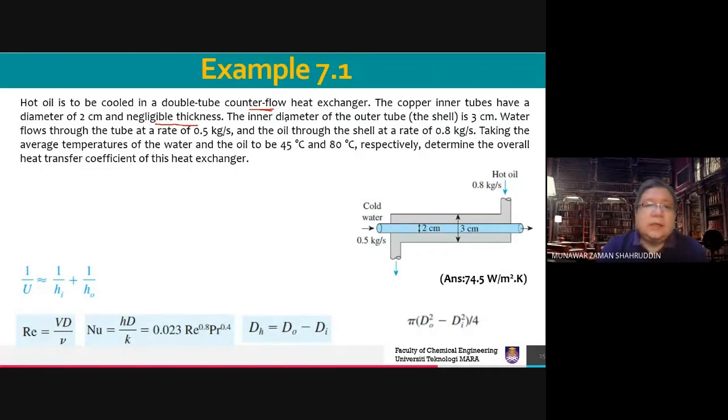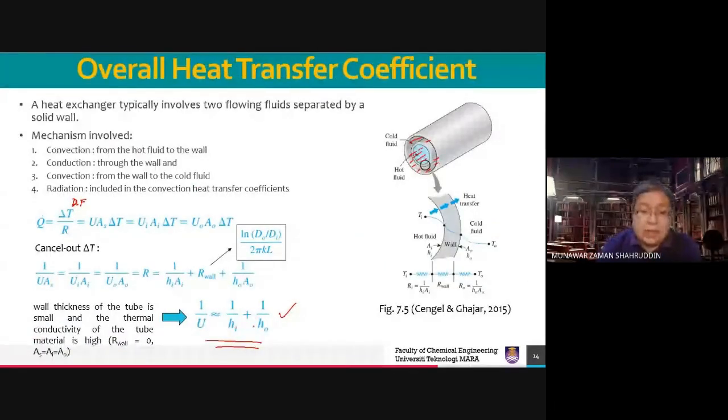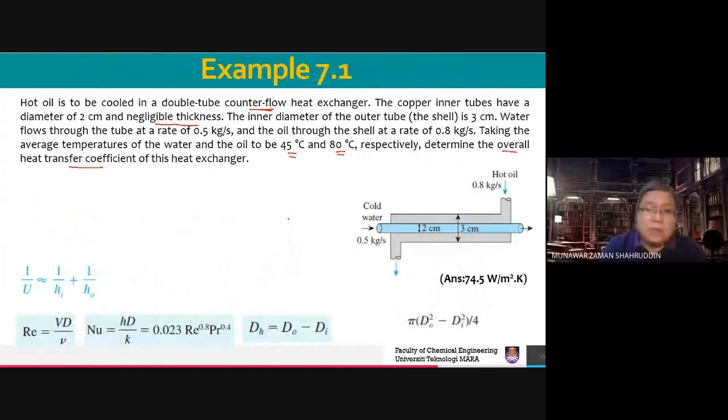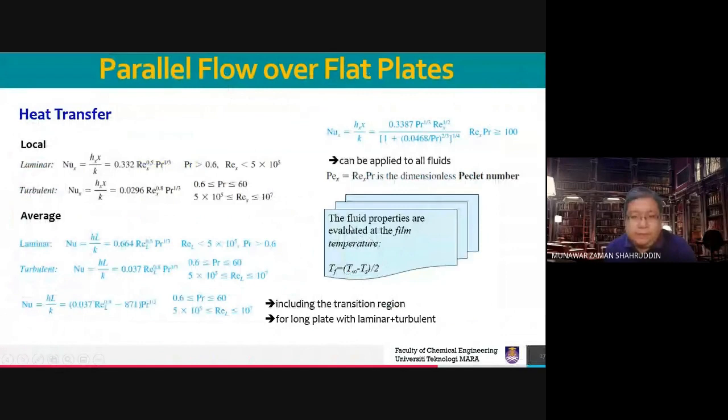So yang ini sebenarnya, okay, jangan risau. Because the question is about overall heat transfer coefficient, we will not have any calculation on Q lah. So basically, because we want to determine Hi and H naught, you don't have to bother on the temperature itself. The fluid properties are evaluated at the film temperature or average temperature.